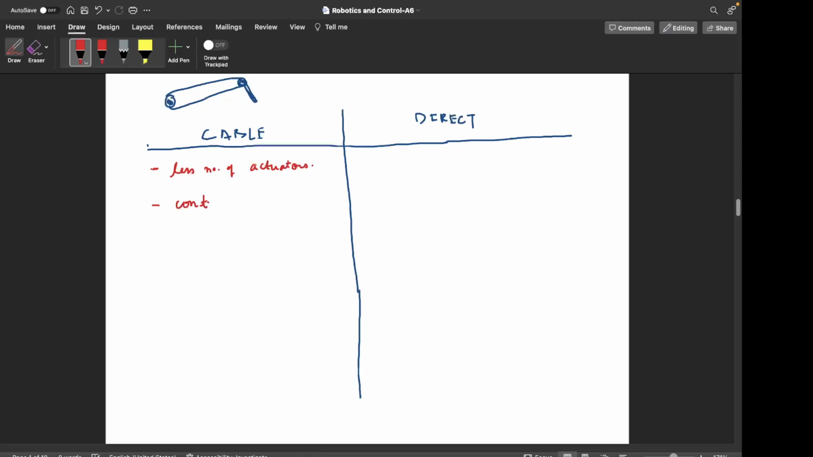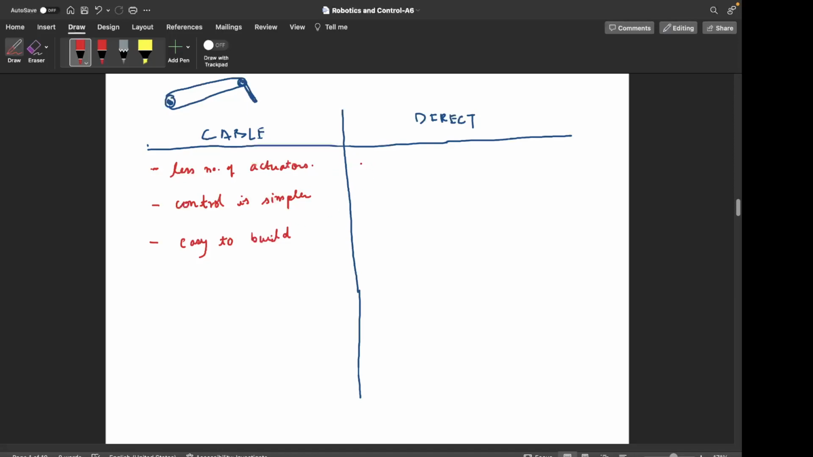So control is simpler, right? Then since there are fewer actuators and control is simpler, it will be easy to build, basically. Easy to build because one reason is that, in the direct drive, as we will see. Okay, let me first also compare each point for direct drive.